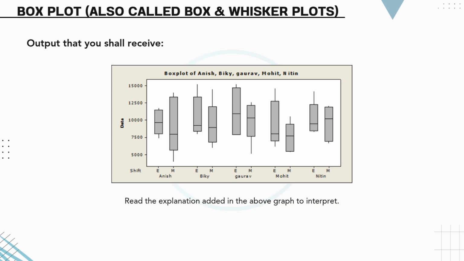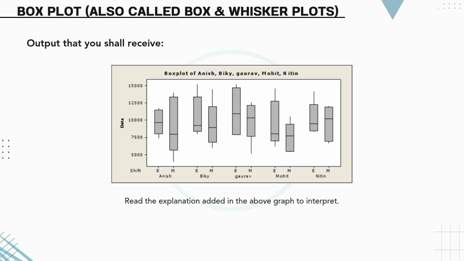Let's look at a few interpretations. Anish has similar medians across both shifts, but the morning shift, M, has more variability. Biki shows a wider spread in the morning shift, indicating more fluctuation in collection values. Gaurav consistently performs well in both shifts, with high medians and slightly greater variability in the morning. Mohit shows better performance in the evening, both in terms of higher median and narrower spread. Nitin seems to be more consistent across shifts, but the median collection in the morning shift is higher.